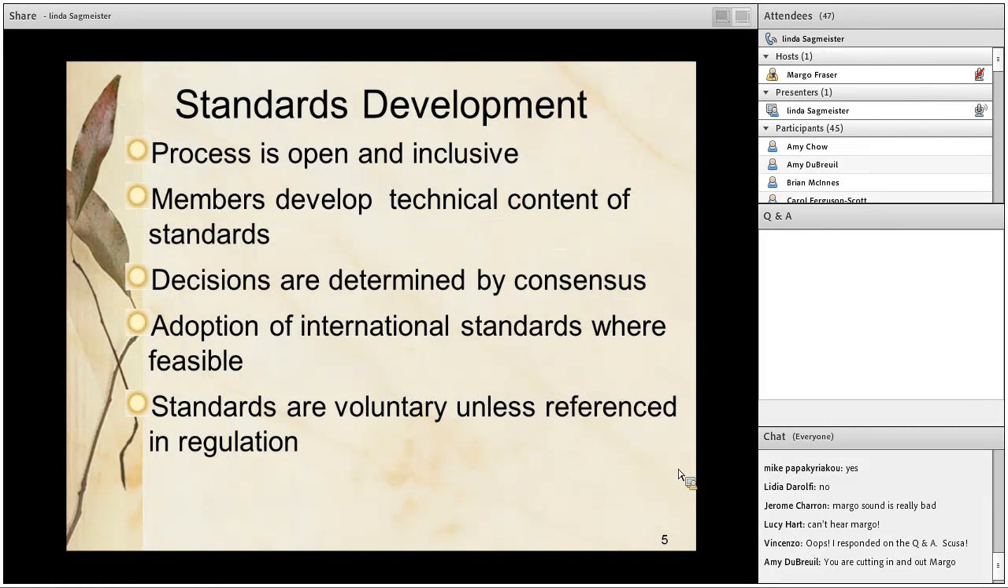As far as standards development is concerned, it's an open and inclusive process, which means that there are no hidden agendas. It's very clear the way things are going to move forward. It doesn't mean that everything moves forward the same way. Every technical committee has its own sort of struggles or its own direction, but it's pretty much laid out in terms of what everyone can expect and where we're going.